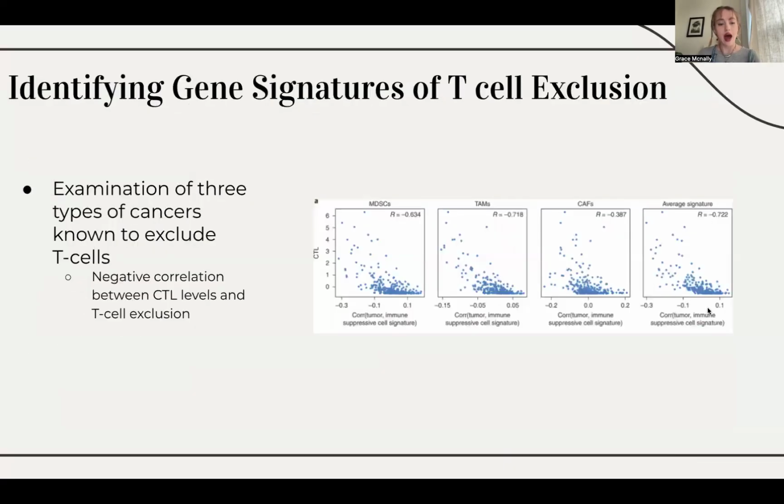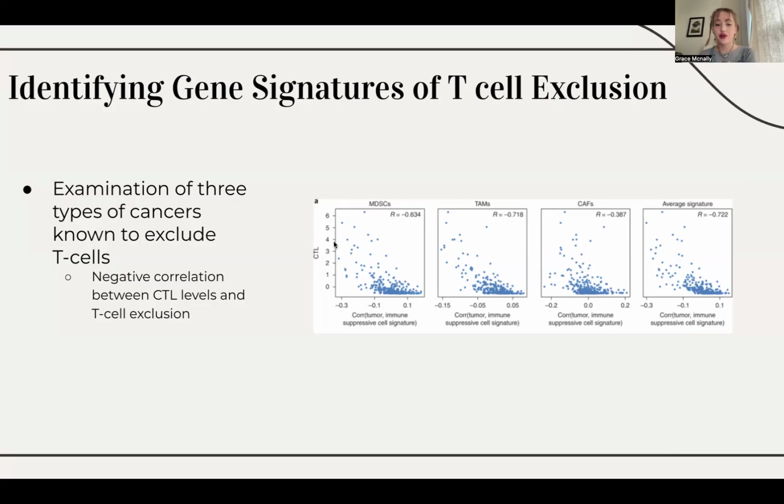So, the next major finding focused on identifying and modeling tumors that utilize the mechanism of T-cell exclusion. The authors looked at three types of cancers known to exclude T cells as an immune evasion mechanism: cancer-associated fibroblasts, myeloid-derived suppressor cells, and the M2 subtype of tumor-associated macrophages. The gene expression signature of T cell exclusion on the x-axis for each type of cancer was plotted against their corresponding CTL levels on the y-axis.